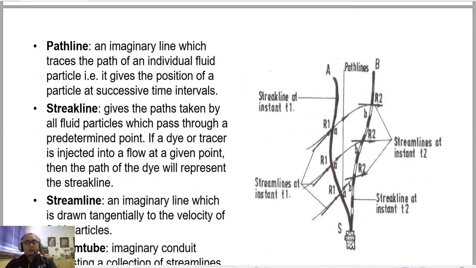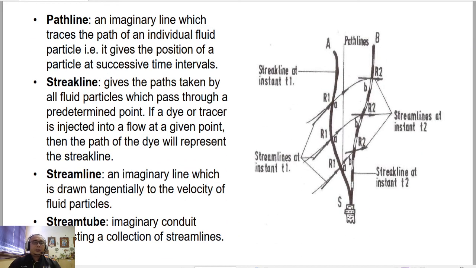Okay, so dalam fluid flow ada beberapa terms yang you all perlu tahu. The first one is path line. What is path line? It is actually the imaginary line which traces the path of an individual fluid particle. For example, it gives the position of the particles at successive time interval. Okay, so ini adalah kita punya path line. Okay, ini kita punya path line.